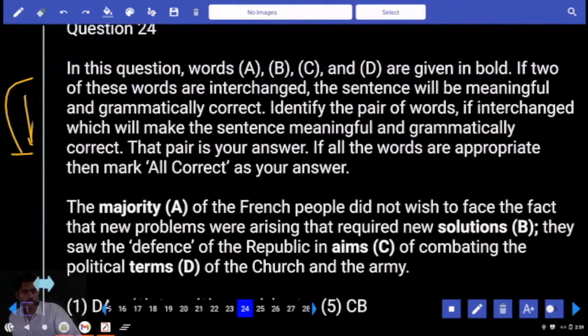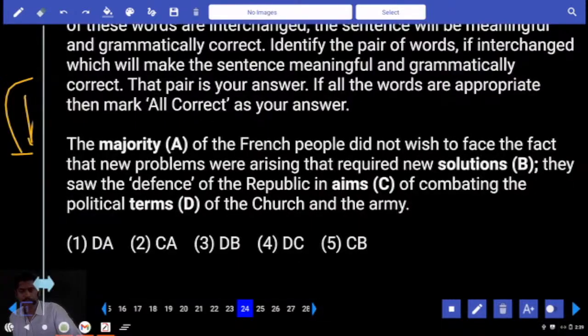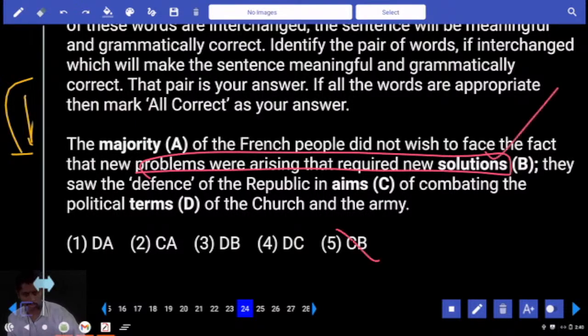Now we need to interchange the bold words. The majority of the French people, the solutions of the French people, aims of the French people, or terms of the French people. What is suitable? Maybe majority or aims or terms also okay. The majority of the French people did not wish to face the fact that new problems were arising that required new solutions. Problems require solutions only. B is absolutely correct. No need of changing B.